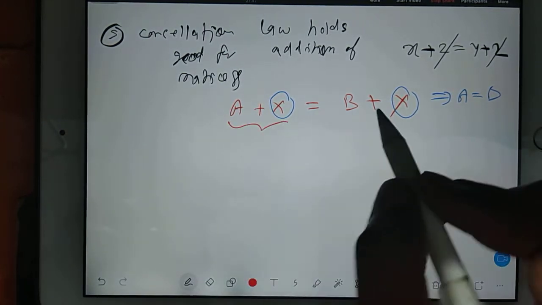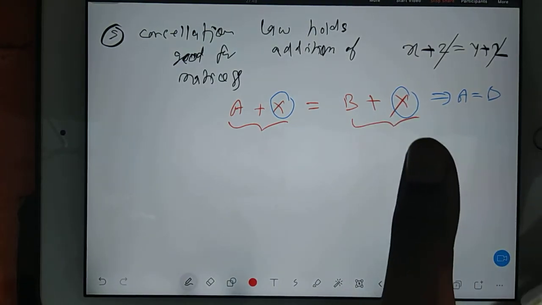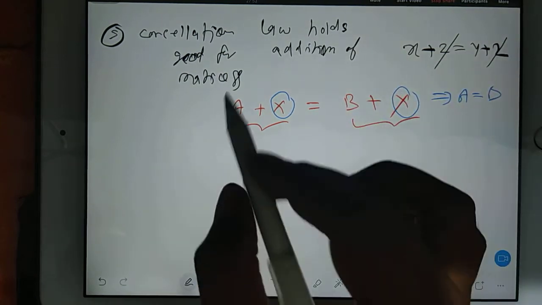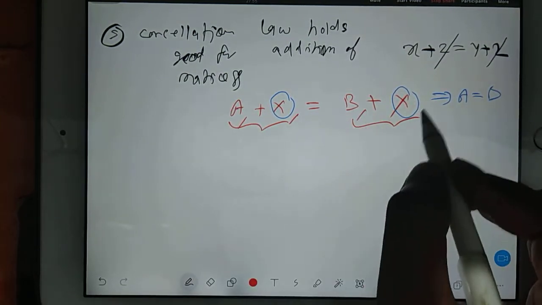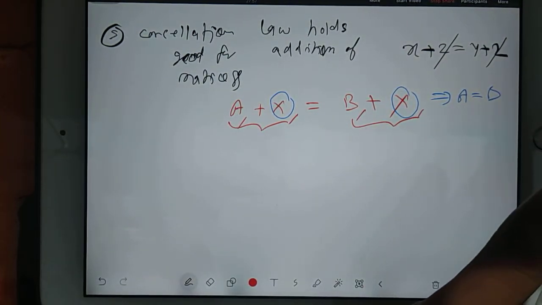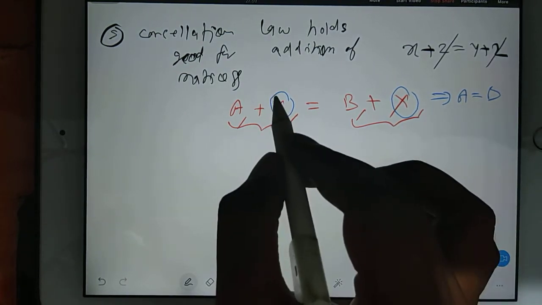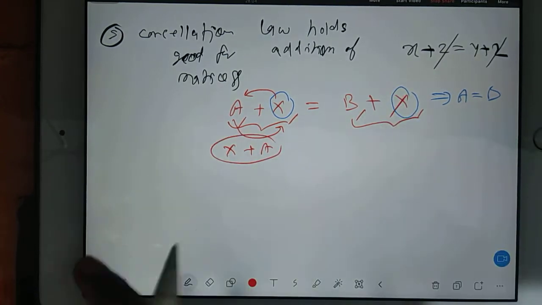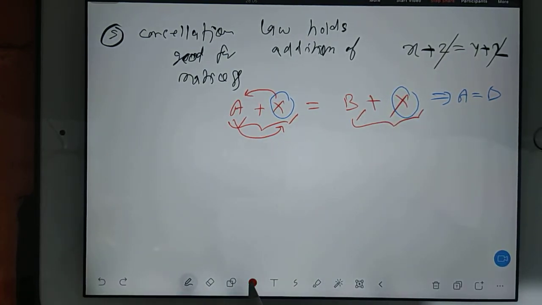And of course, order does not matter when you are adding two matrices, because the main condition to add two matrices is that their individual orders must be equal. Order in the sense, if you are shifting like this and like this, like you are writing X A here, it does not matter. The answer will not change.